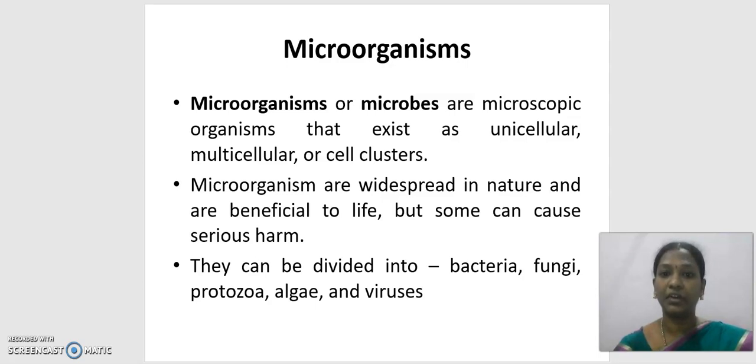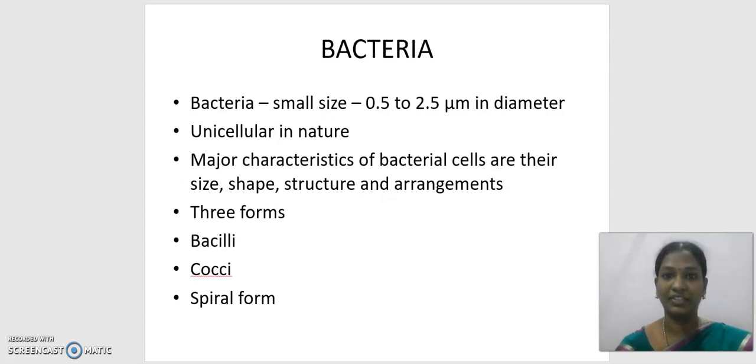And usually the microorganisms can be classified into bacteria, fungi, protozoa, algae, and viruses. Let's see one by one the different types of microorganisms. So first we are going to see about the bacteria. Bacteria are very small in size, and the size ranges from 0.5 to 2.5 micrometers in diameter. And usually they are unicellular, that is, they contain only one single cell.